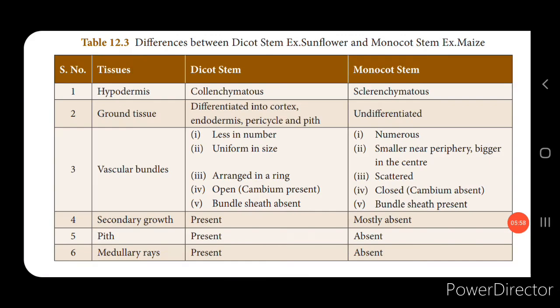Now, having seen the internal structure of dicot stem and monocot stem, we will be able to differentiate between the dicot stem and monocot stem, isn't it? The first difference is in the hypodermis. When you see the hypodermis in the dicot stem, it is collenchymatous cells, and here it is sclerenchymatic cells for the monocot stem.